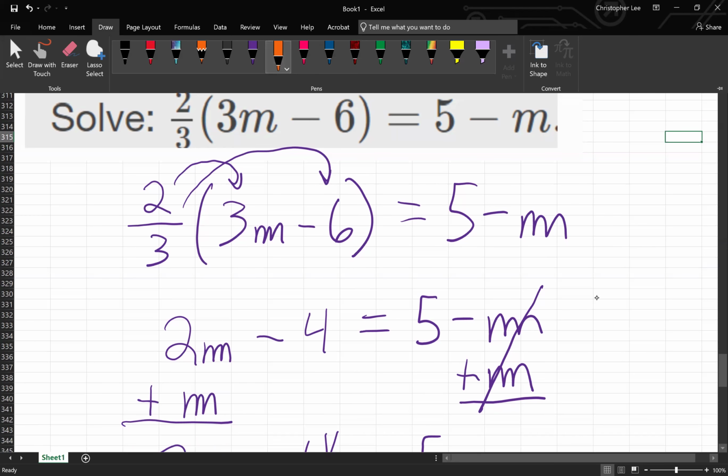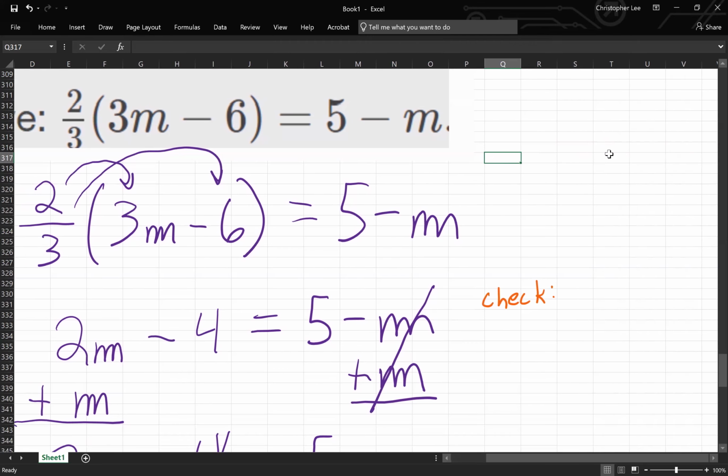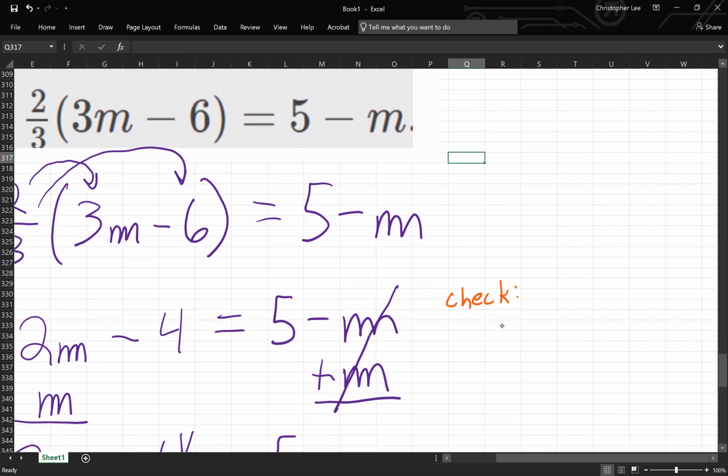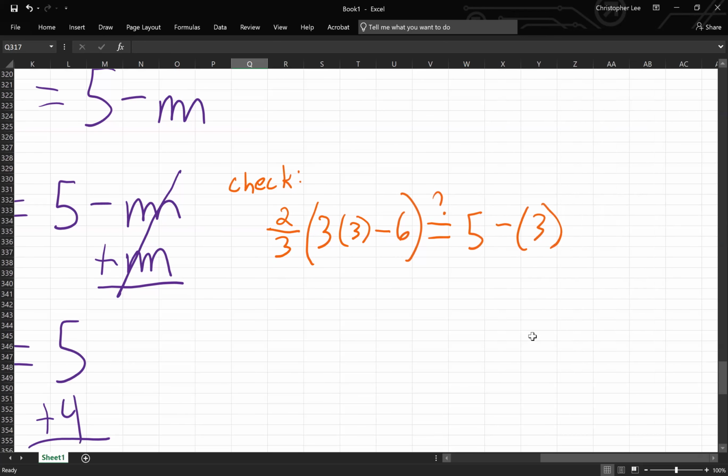This check is a little bit different though, because it involves plugging the answer into both sides of the equation. So it's going to look something like this. 2/3 times 3, and we said our answer was 3, right? Minus 6, allegedly, is equal to 5 minus 3. I don't know if it is, but let's see.